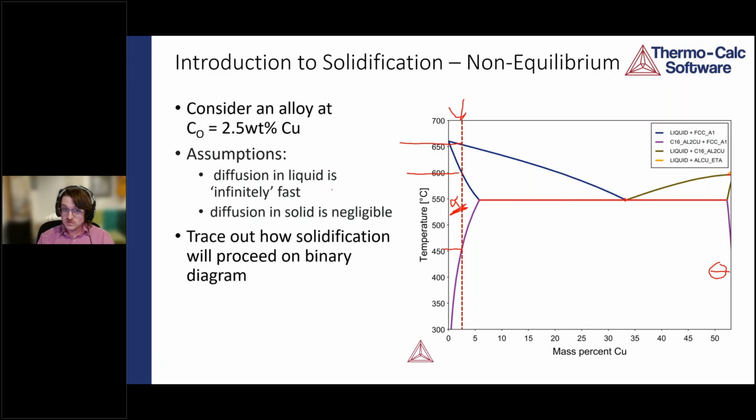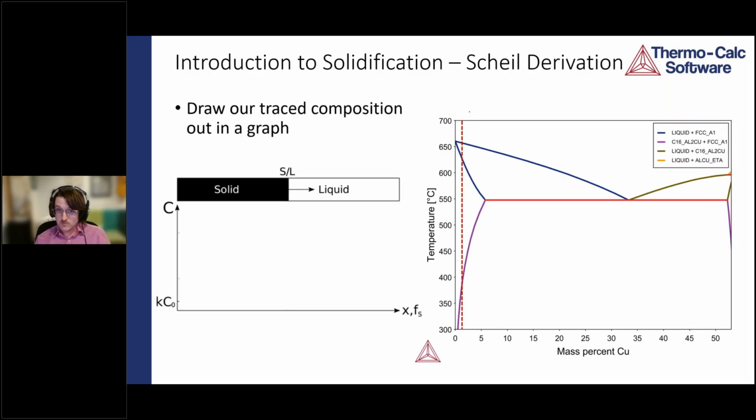We can assume that diffusion in the liquid is infinitely fast. That's pretty reasonable because diffusion in liquid is much, much faster than in solid. And that we cool quickly enough, 10 C per second, 20 C per second, that diffusion in the solid is negligible, that we don't have any diffusion in the solid. So we can trace out how this is going to proceed on the phase diagram if we make those assumptions, okay? So I'll try to go through this quickly in the interest of time, but hopefully you can follow along here.